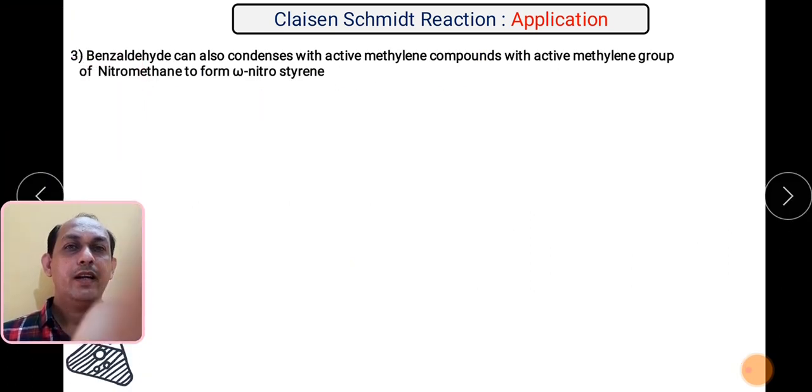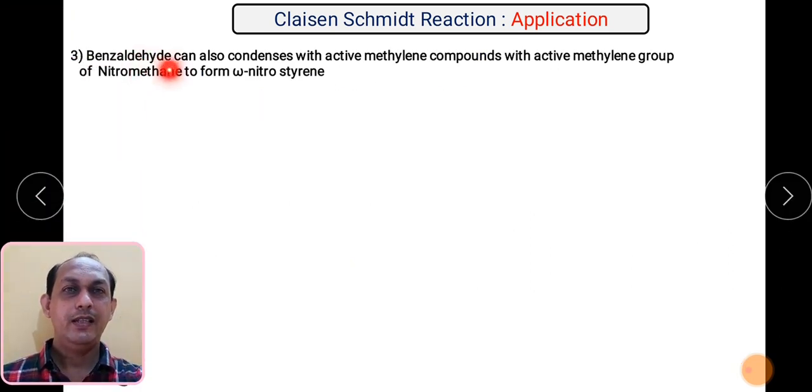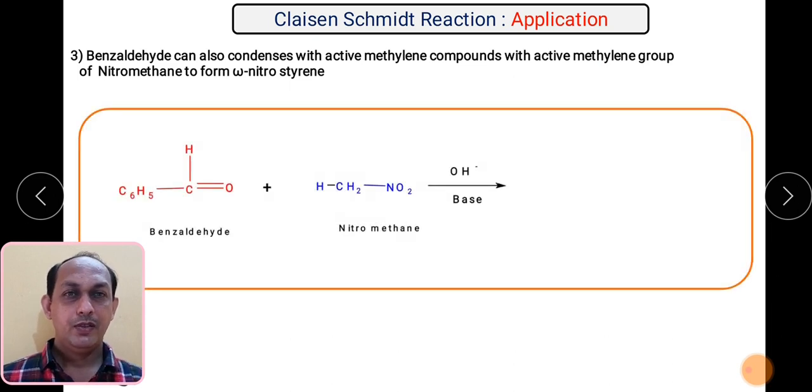Let us take the third reaction. If benzaldehyde is reacted with an active methylene compound such as nitromethane, it forms omega nitrostyrene. So omega nitrostyrene is a very important component from the point of view of application. So let us see what nitromethane is. What is the structure of nitromethane? CH3NO2, nitro and methyl group.